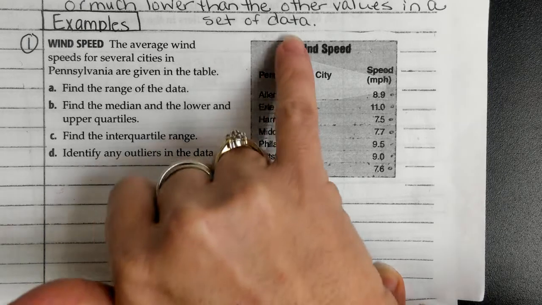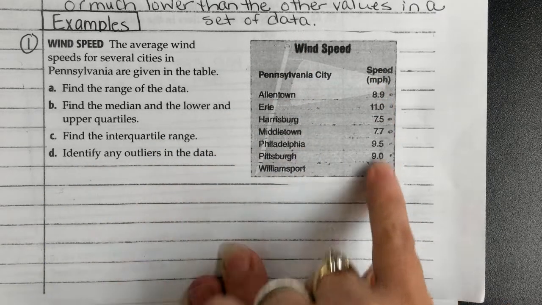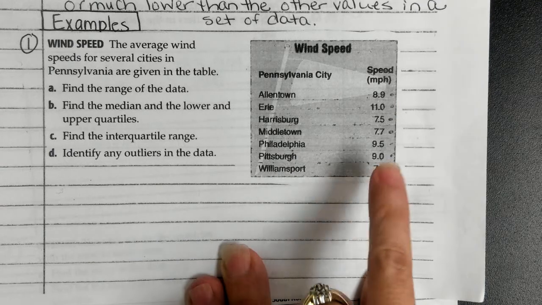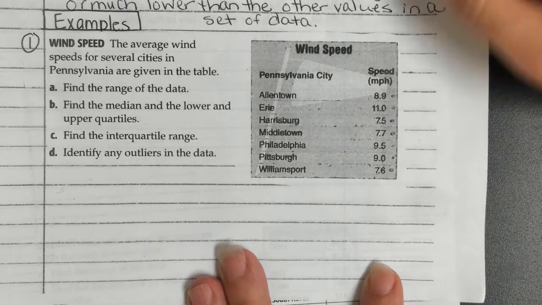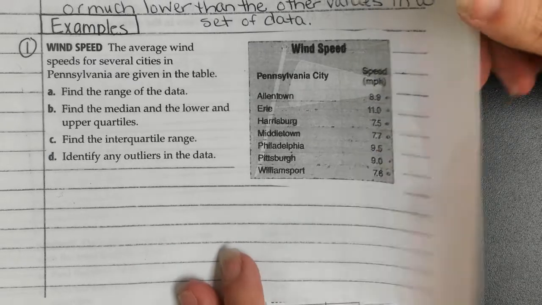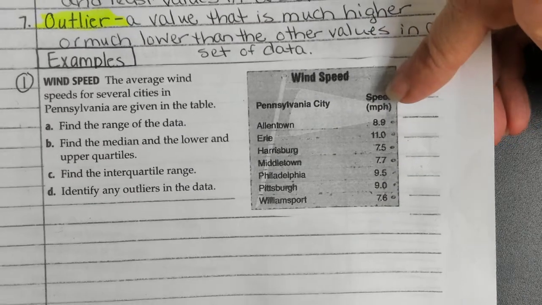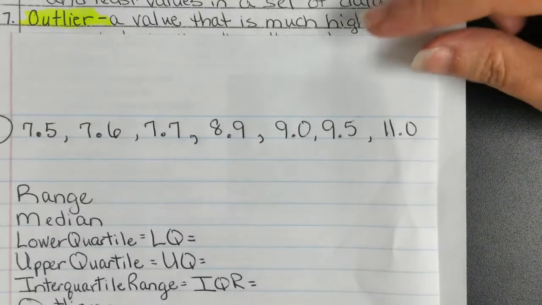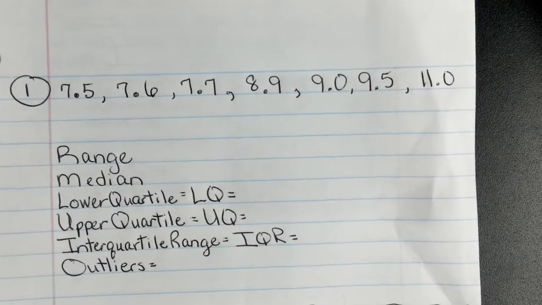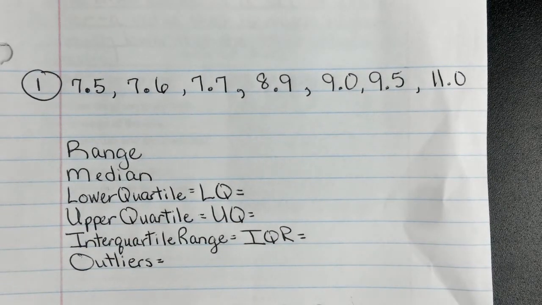Now, this is our information. These are our numbers. You're going to want to start by first putting them in order from least to greatest. So, I have gone ahead and put number 1 in order from least to greatest. You're going to want to copy this down. Pause the video if need be.